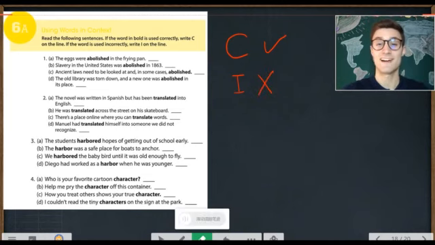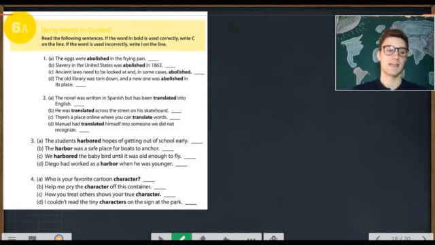Pretty easy, right? Great. Let's begin with 1A. The eggs were abolished in the frying pan. Is abolished used correctly or incorrectly? Incorrect. Abolish means to destroy, to do away with.